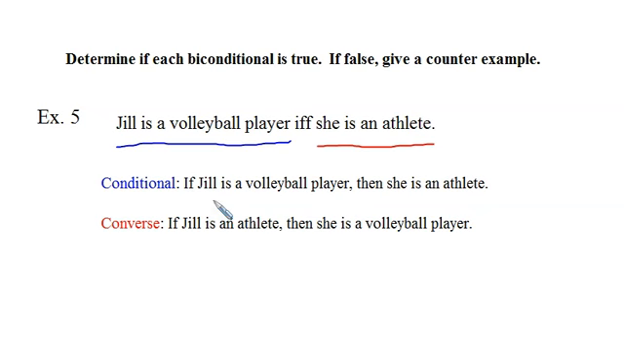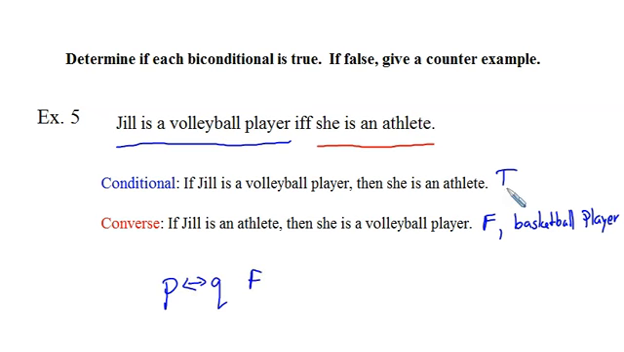Our conditional is if Jill is a volleyball player, then she is an athlete. Well, that has a truth value of true. The converse, if Jill is an athlete, then she is a volleyball player. Well, that one is false. And our counterexample would be Jill could be a basketball player, meaning that she's an athlete, but it doesn't necessarily lead us to the conclusion that she is a volleyball player. So in this case, P if and only if Q would be false because both the conditional and converse are not true.